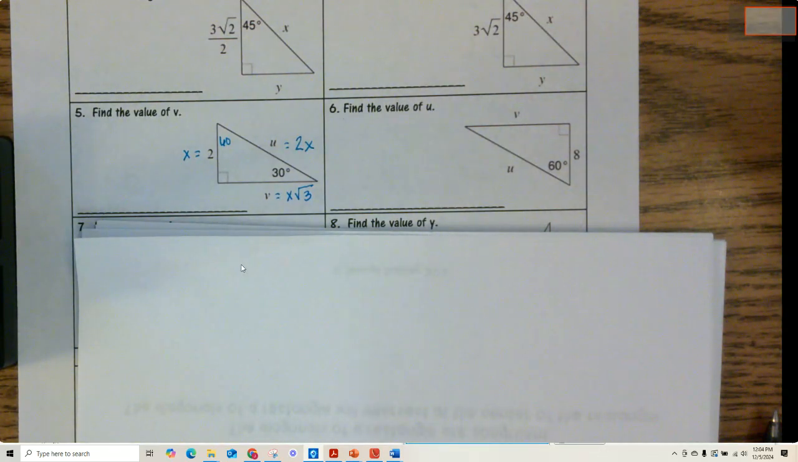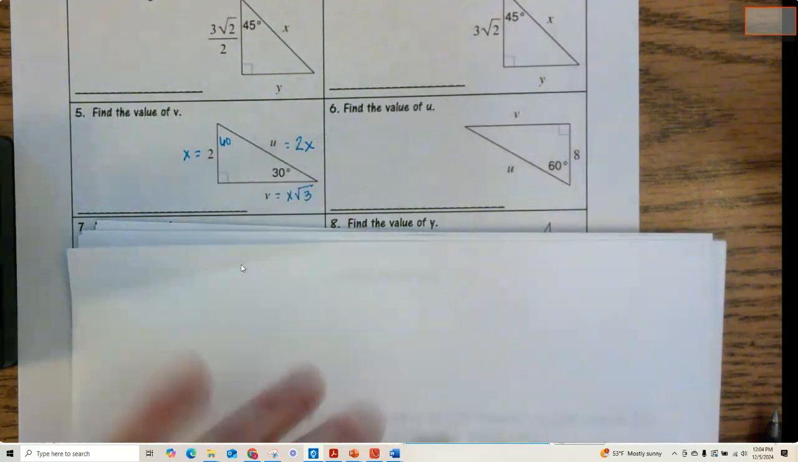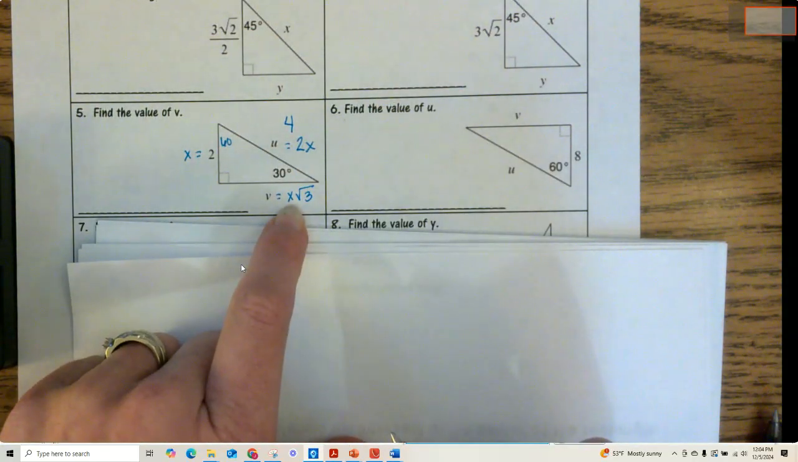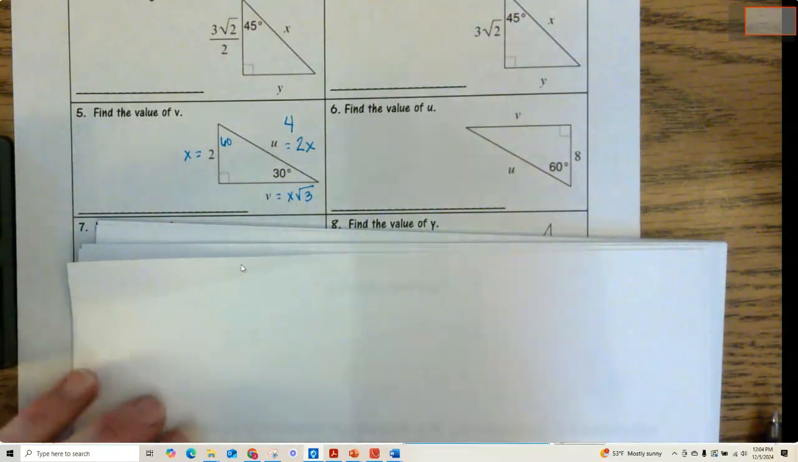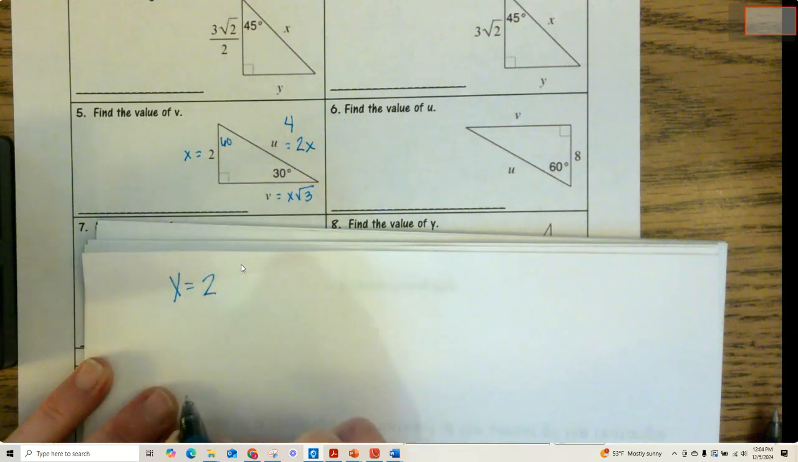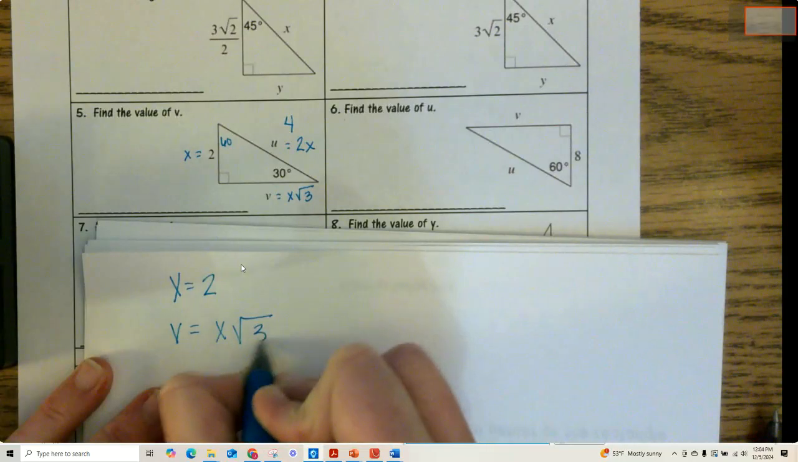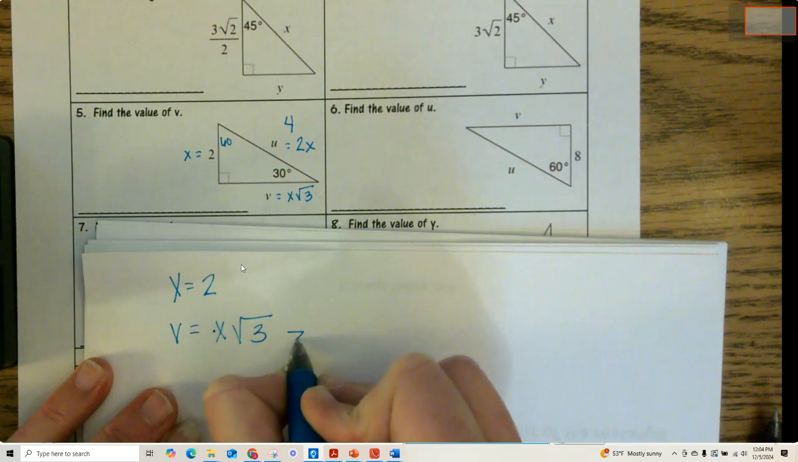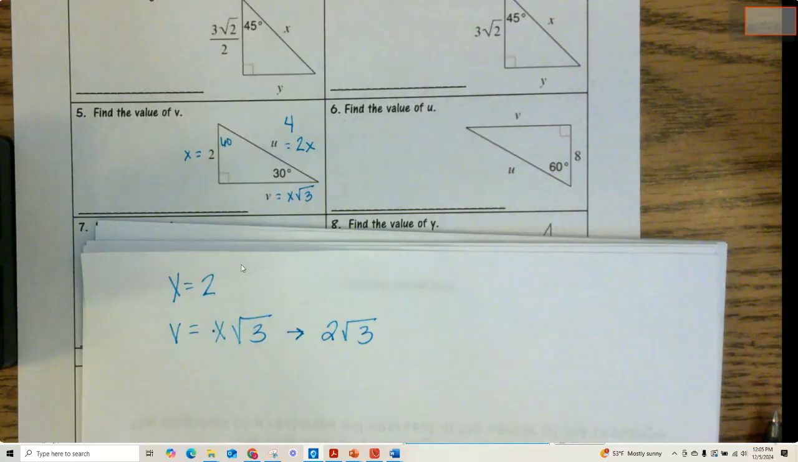I know we're going to find the value of v, but just looking at it, what would the hypotenuse be? What would this one measure? 4. That's pretty easy. So this one, this is what we're looking for. X times the square root of 3. Well, we know x equals 2, and we know v equals x times the square root of 3. So we take that value and we plug it in for the x. It's not too awful. Some of them aren't too awful, especially if you don't have to simplify it, okay?